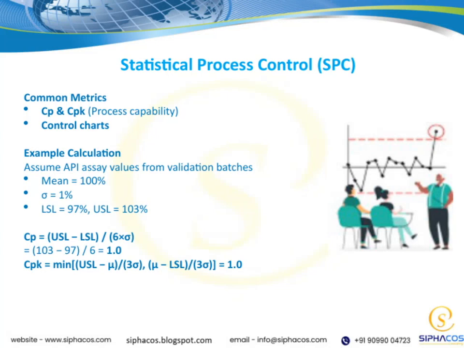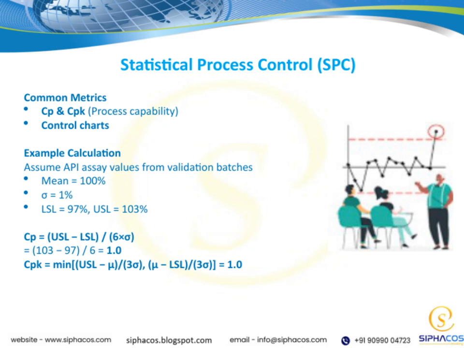Let's take a closer look at statistical process control, or SPC, which is essential for monitoring and controlling manufacturing processes. On this slide, we're focusing on some common metrics used in SPC, specifically CP and CPK, which measure process capability, and control charts, which help us visualize process stability.